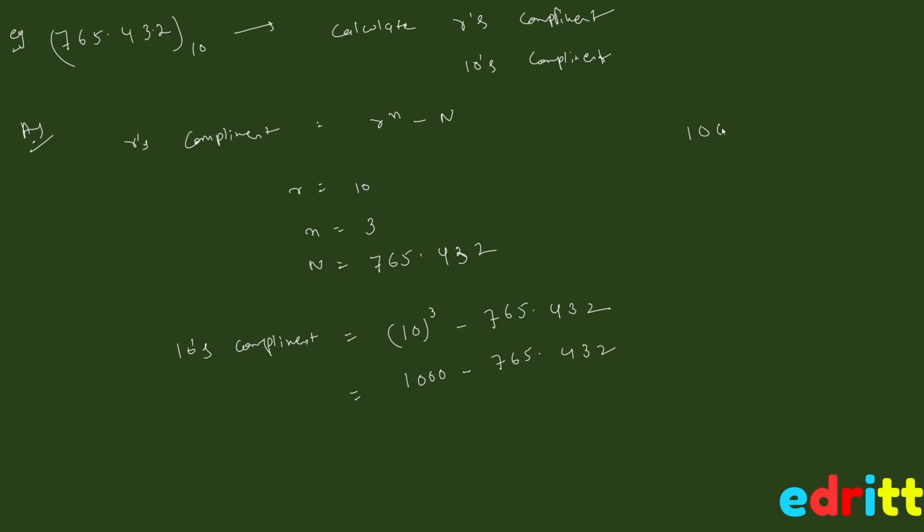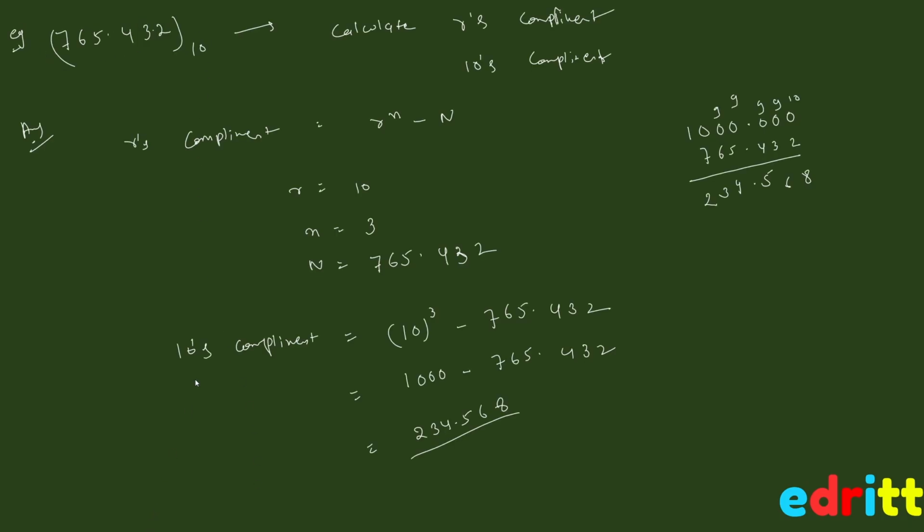You have to write down 1000.000, and then write down 765.432. I have to put the borrow through each of them. So here it will be 10 minus 2 is 8, here it will be 9 minus 3 is 6, here it will be 9 minus 4 is 5. Point. This also will be 9 minus 5 is 4, 9 minus 6 is 3, and 9 minus 7 is 2. So your answer would be 234.568. So this is the tens complement form of this number.